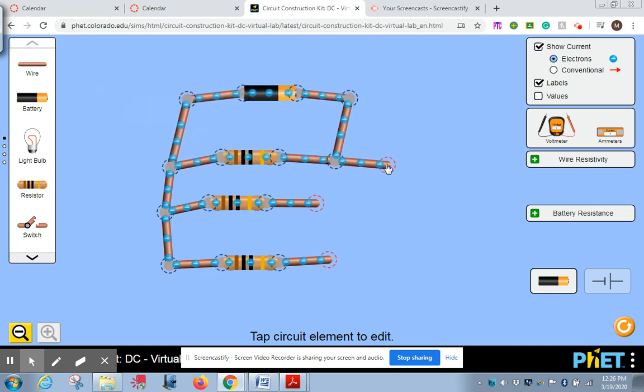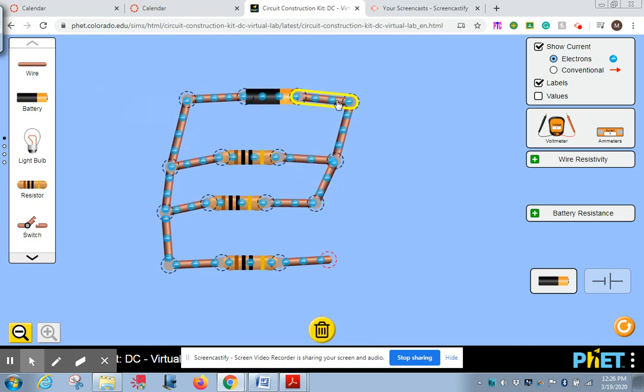Oh, we already have current flowing. So if I have something I don't want, I could actually highlight it and just delete it because I don't want anything to be flowing right now because I want to show you the rest of the circuit.